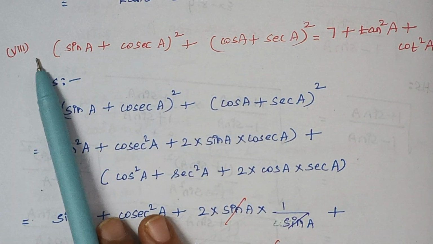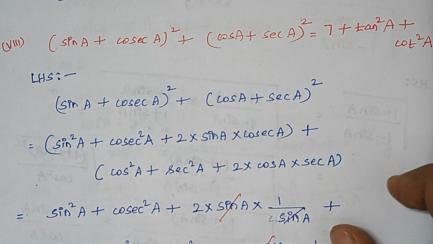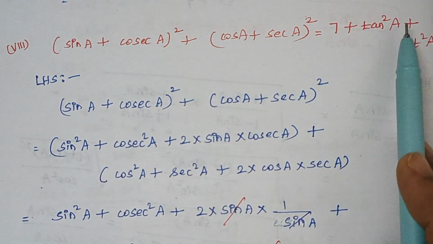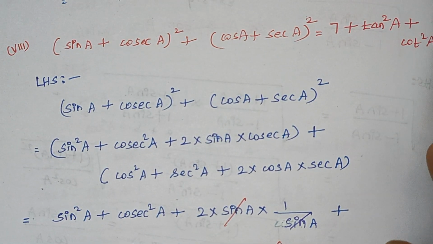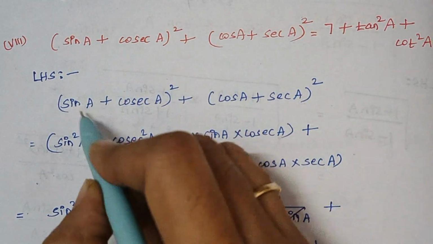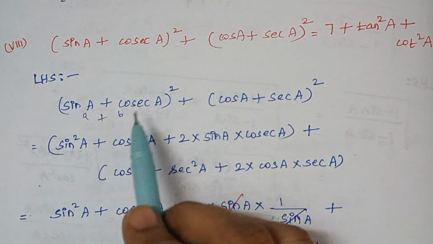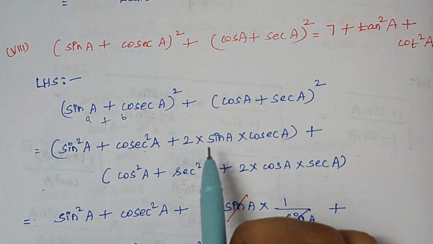So our 8th problem is (sin A + cosec A)² + (cos A + sec A)² = 7 + tan² A + cot² A. Right. Again we are taking our LHS part, and here this is of the format (A + B)², so A² + B² + 2AB.